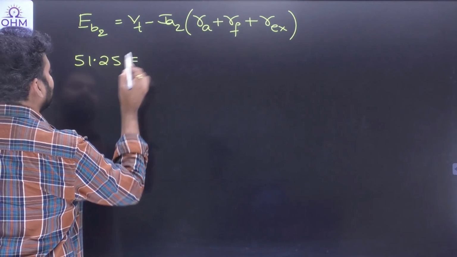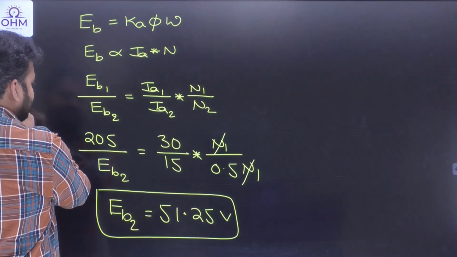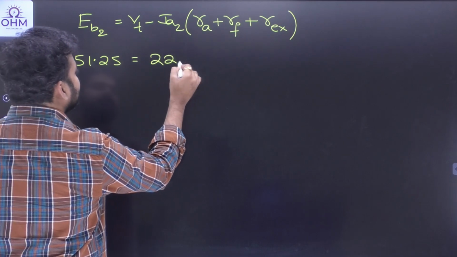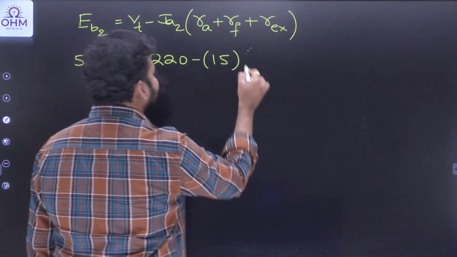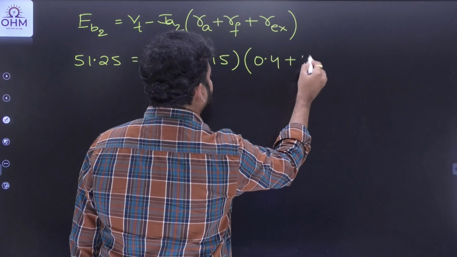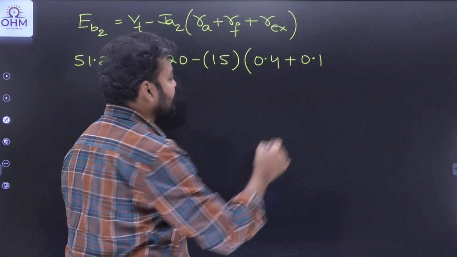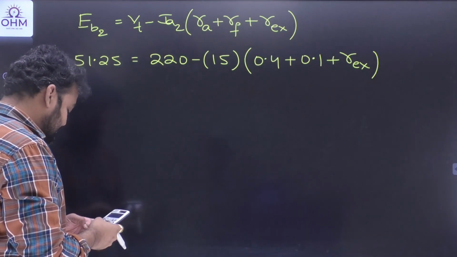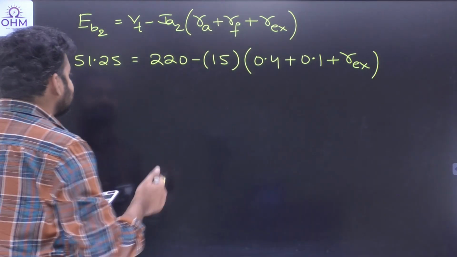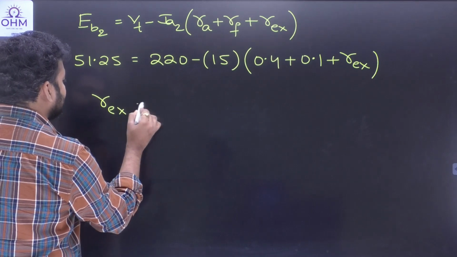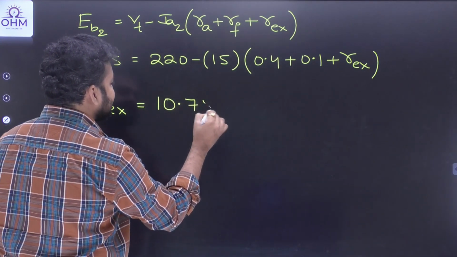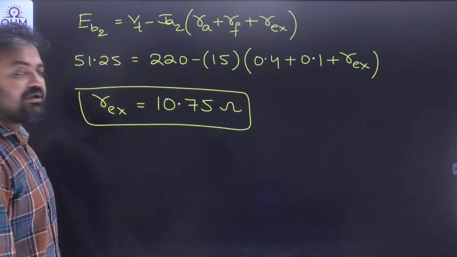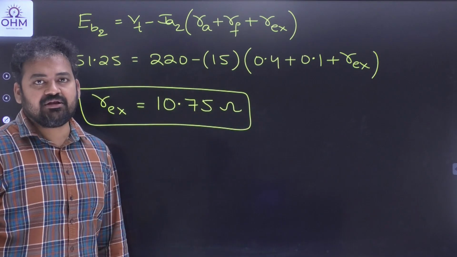51.25 is equal to what is the terminal voltage, guys? 220, right? 220 minus the new armature current 15, armature resistance 0.4, field resistance 0.1, plus the extra resistance. What is the extra resistance? That is the answer I need. So if I solve it, yes, I got the extra resistance is equal to 10.75 ohm. You simply solve the above equation, you will get the extra resistance to be added in the armature circuit.